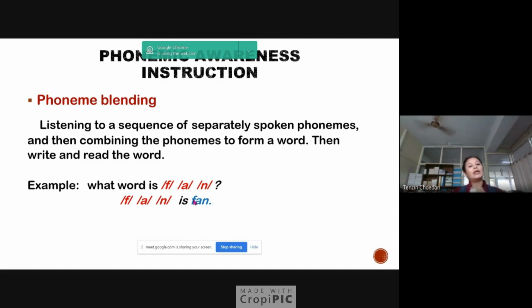We can do this with other phonemes as well. Right now we heard a lot of barking from the dog here. So we can say d o g. What word is d o g? What will the children say? They will repeat the phonemes and then blend them to form the word, and they will say d o g is dog.